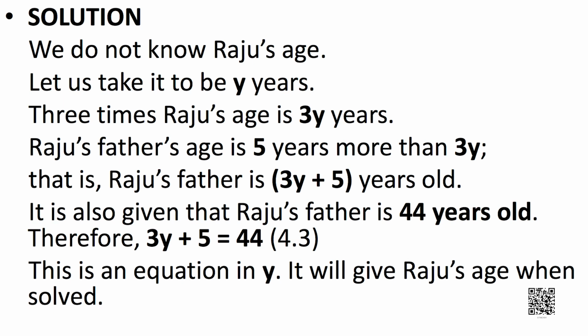That is, Raju's father is 3y plus 5 years old. It is also given that Raju's father is 44 years old. Therefore, 3y plus 5 is equal to 44. This is an equation. It will give Raju's age when solved. Now, let us go on to the fourth example.